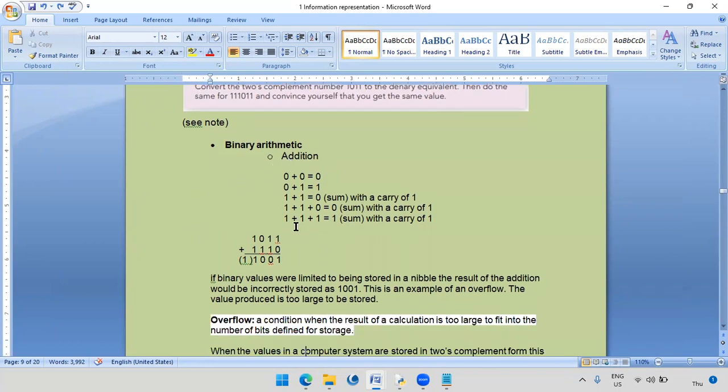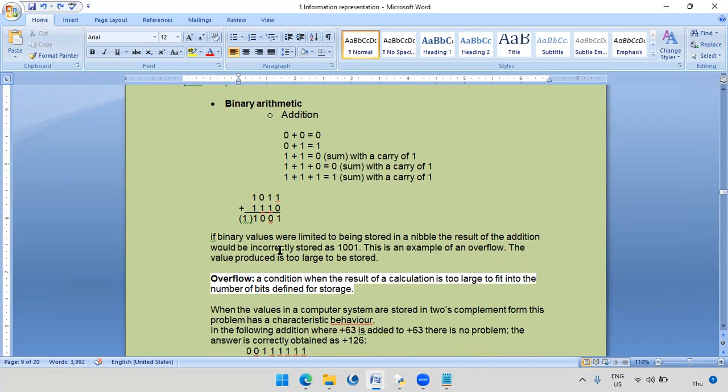So binary arithmetic, you know the additions and the subtraction rules. Now what happens here? You add 1011 and 1110. 1 plus 0 is 1. 1 plus 1 is 1, 0. 1 is carried. That one and this one is 1, 0. 1 is carried. 1 plus 1 is 1, 0. Plus 1 is 1, 1. You put 1 here and then 1 carried. But we have a 4-bit register. Imagine that we are using a memory location which has only 4 bits.